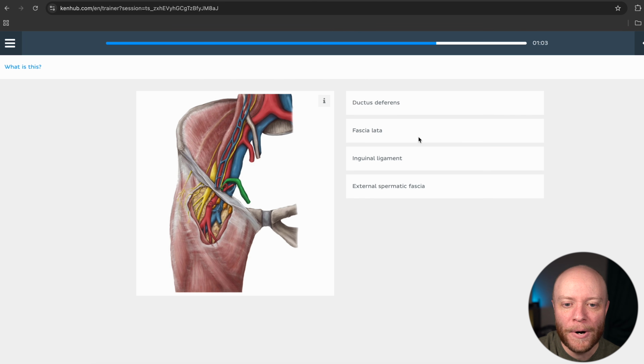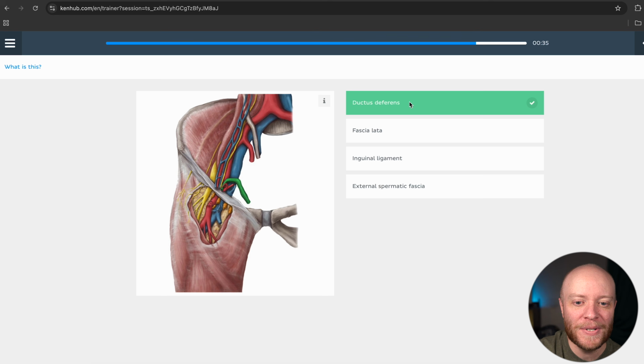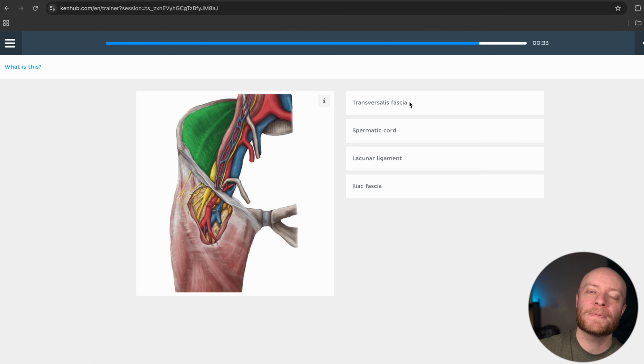Okay, so now we have this little thing swooping over like this. The question you want to ask yourself right now is, is this a blood vessel or is it not a blood vessel? It's highlighted as green, so you don't know if it's yellow or what's going on. But the options are, is it the ductus deferens, the fascia lata, the inguinal ligament, or the external spermatic fascia? So this one is going to be the ductus deferens. That's the tube that transports sperm from the epididymis all the way to the prostate.